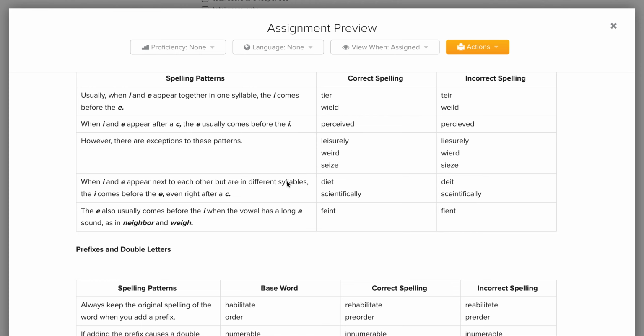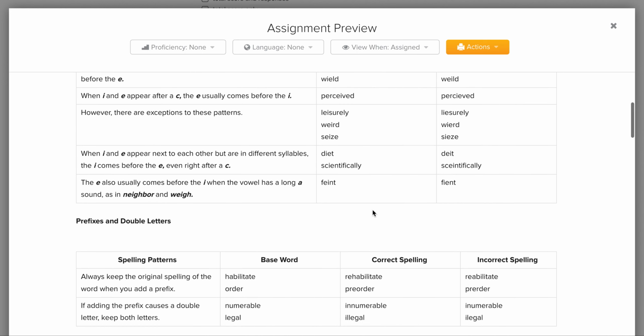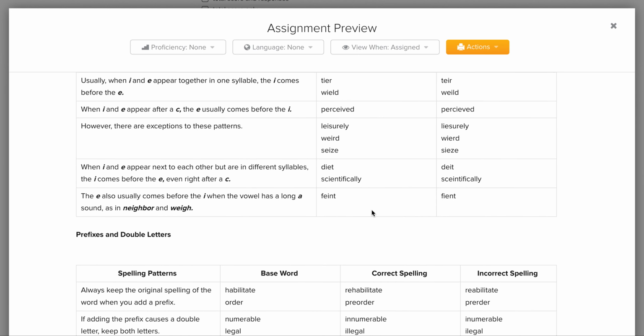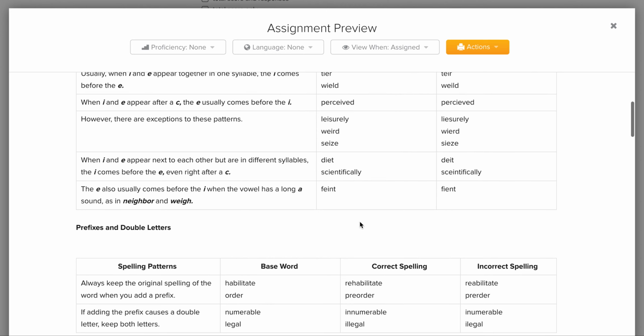There's also other words that just don't fit that pattern, such as leisurely, weird, seize, and then also any word that has the long A sound, such as neighbor and way, or the word faint in this case is their example. Those have the long A sound in which case you would flip and have the E first and the I second in order to make that long A sound. So I don't want to confuse any more on that. Read through this, read through the examples and the rules, and hopefully it will make sense.